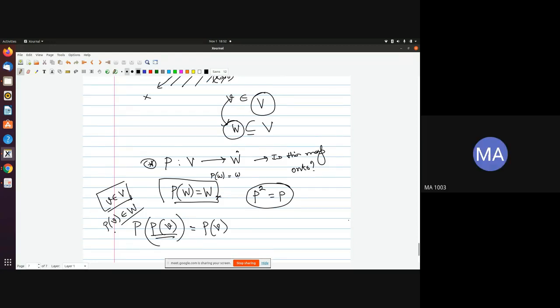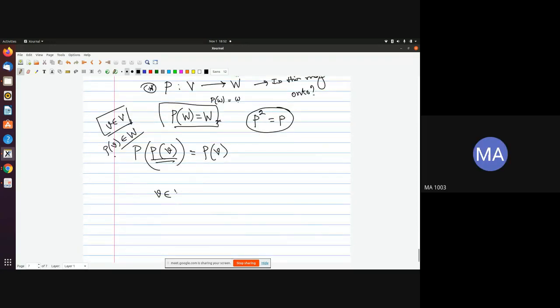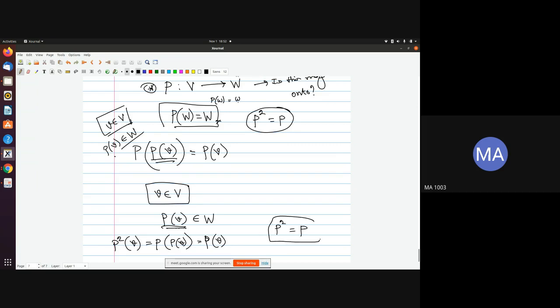Correct. So I am starting with a vector V from V. I am taking a projection PV. Now it is inside W. If I apply P again on that vector, I mean if I project this vector again in W, what will I get? The same vector, because this is a vector in W. So this is my PV. So basically P squared of V is P of V. So P squared equals P, and this is true for all V. This is another property of projection.